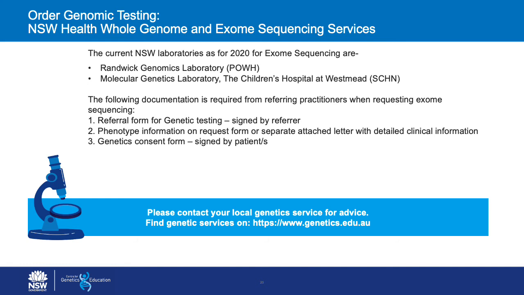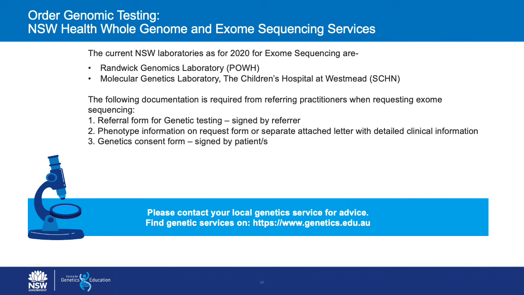The current New South Wales laboratories offering genomic testing are Randwick Genomics Laboratory and the Molecular Genetics Laboratory at Children's Hospital Westmead. Testing must be done by an accredited Australian laboratory. In terms of selecting the lab, it would be important to discuss with your local genetics service about which would be the most appropriate. For example, the issue regarding generic versus specialised testing expertise. It is important to note that testing at international labs will not be funded through Medicare.